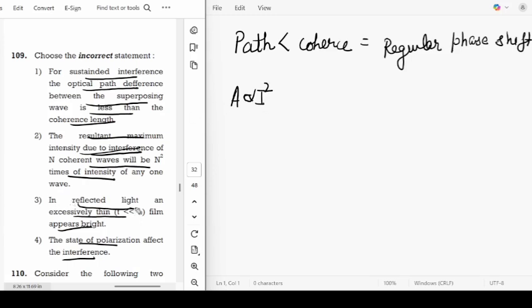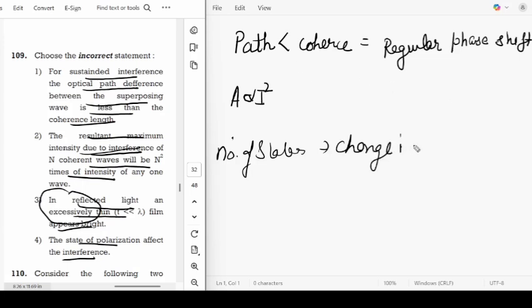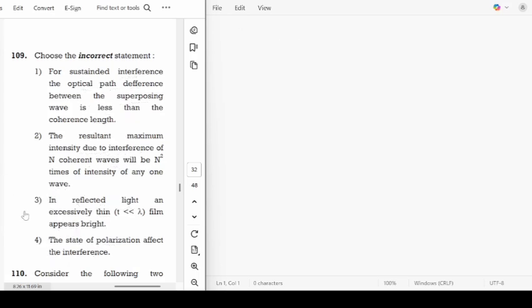And next is the reflected light from an excessively thin film appearing bright. This option is incorrect because when the thickness is greater than lambda, a number of slabs add. This creates a change in phase of the light. So that's why we are not getting bright, we get dark fringes here. The state of polarization affects interference, yes, polarization affects interference. So we can say that our option 3 is incorrect. It's the correct option of 109.